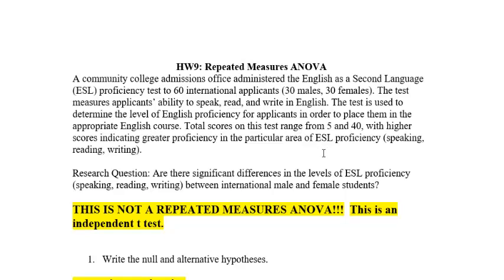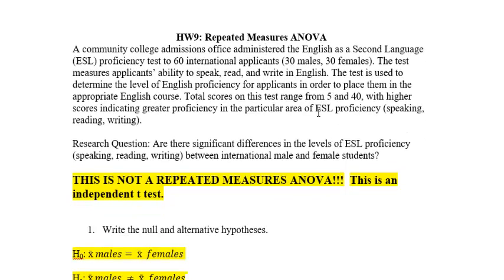This is different. This has 3 different tests in reading, writing, and speaking. So this would never be a repeated measures ANOVA. So I'm hoping I'm not getting anybody in trouble. But again, because the tests are 3 different tests, that does not make it a repeated measures ANOVA.